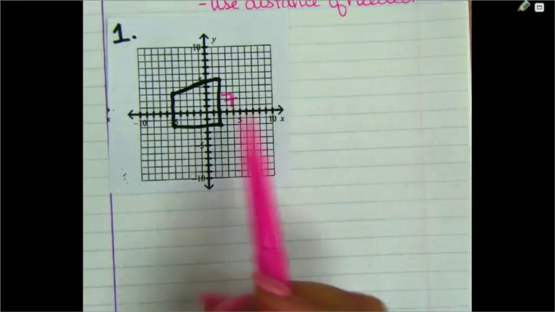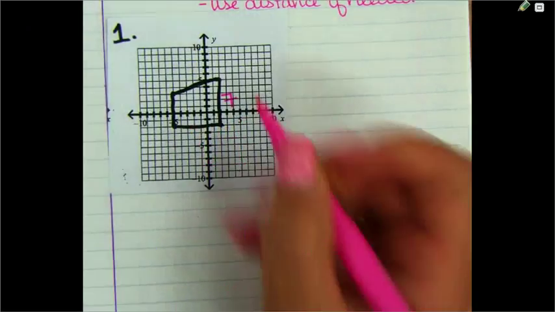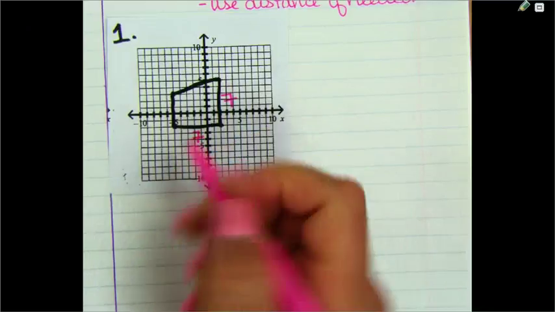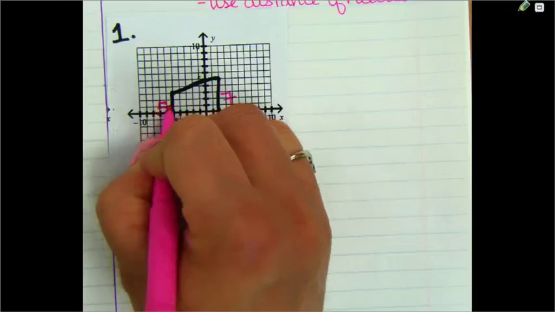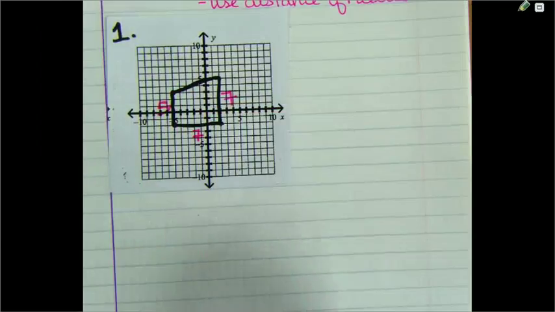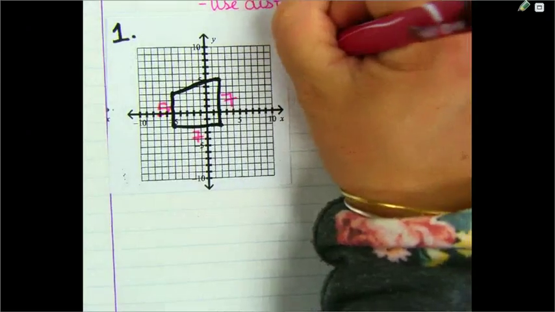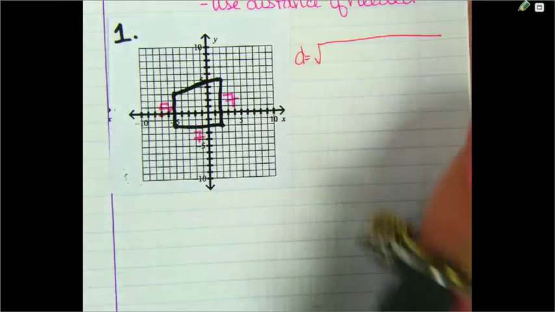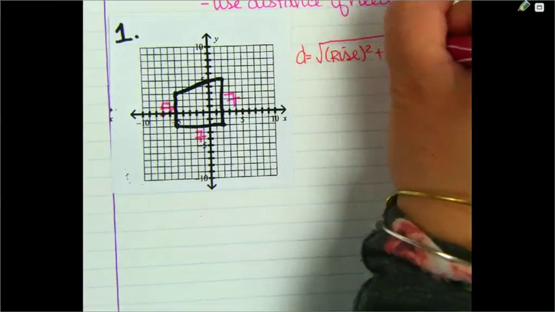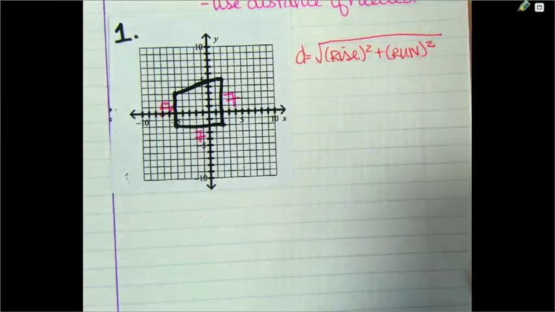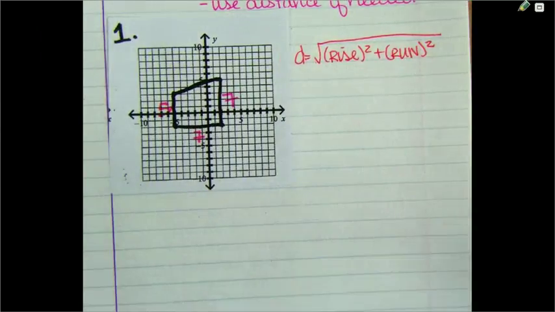How much is on the bottom? 7? Can you count here? How much is that? 5, good. So how am I going to find this piece here? Distance, good. So let's do distance. Which distance are we using? Rise over run. There's no over. Rise squared plus run squared.